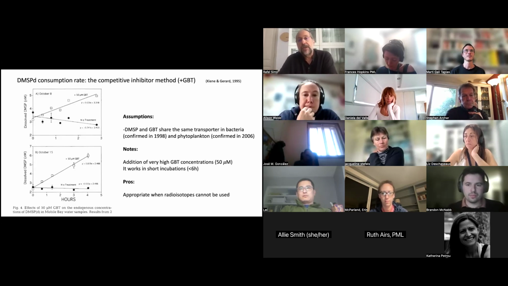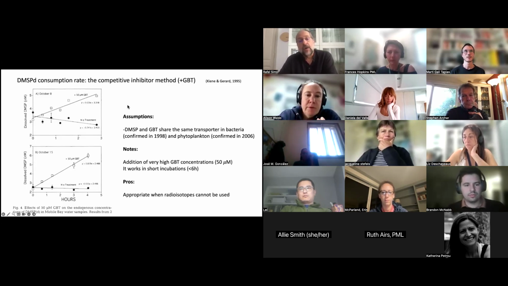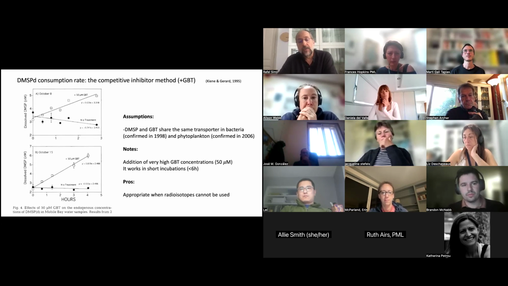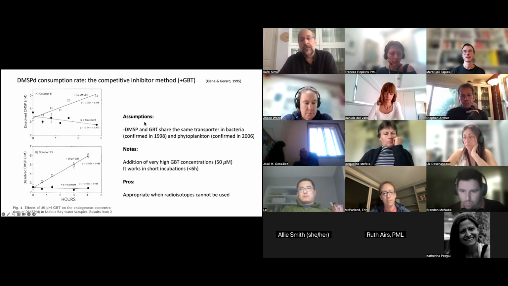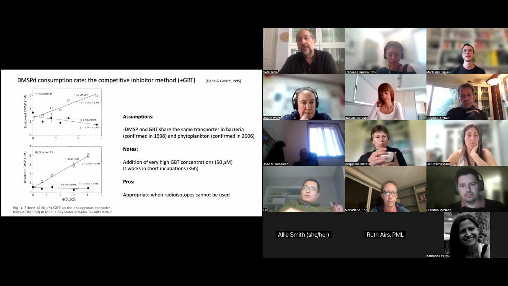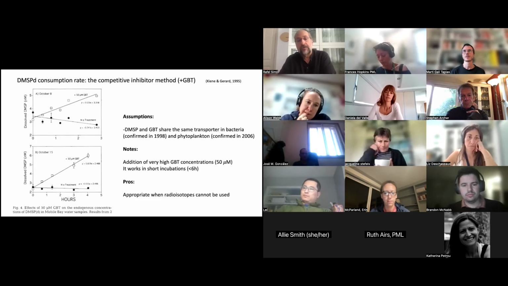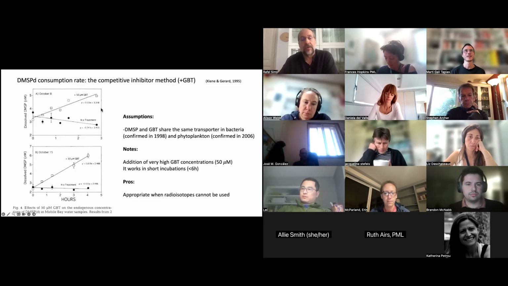In the case of DMSP, Ronkin and Gerard already published in 95 this method, where the addition of glycine betaine would block, in the short term, the consumption of dissolved DMSP. The assumption is that these two compounds share the same transporter in bacteria, which was then confirmed by Ronkin and others in 98, and even in phytoplankton, which we confirmed in 2006. So the idea is that they share the same transport, so you kind of saturate the transporter with another compound, in this case, glycine betaine.